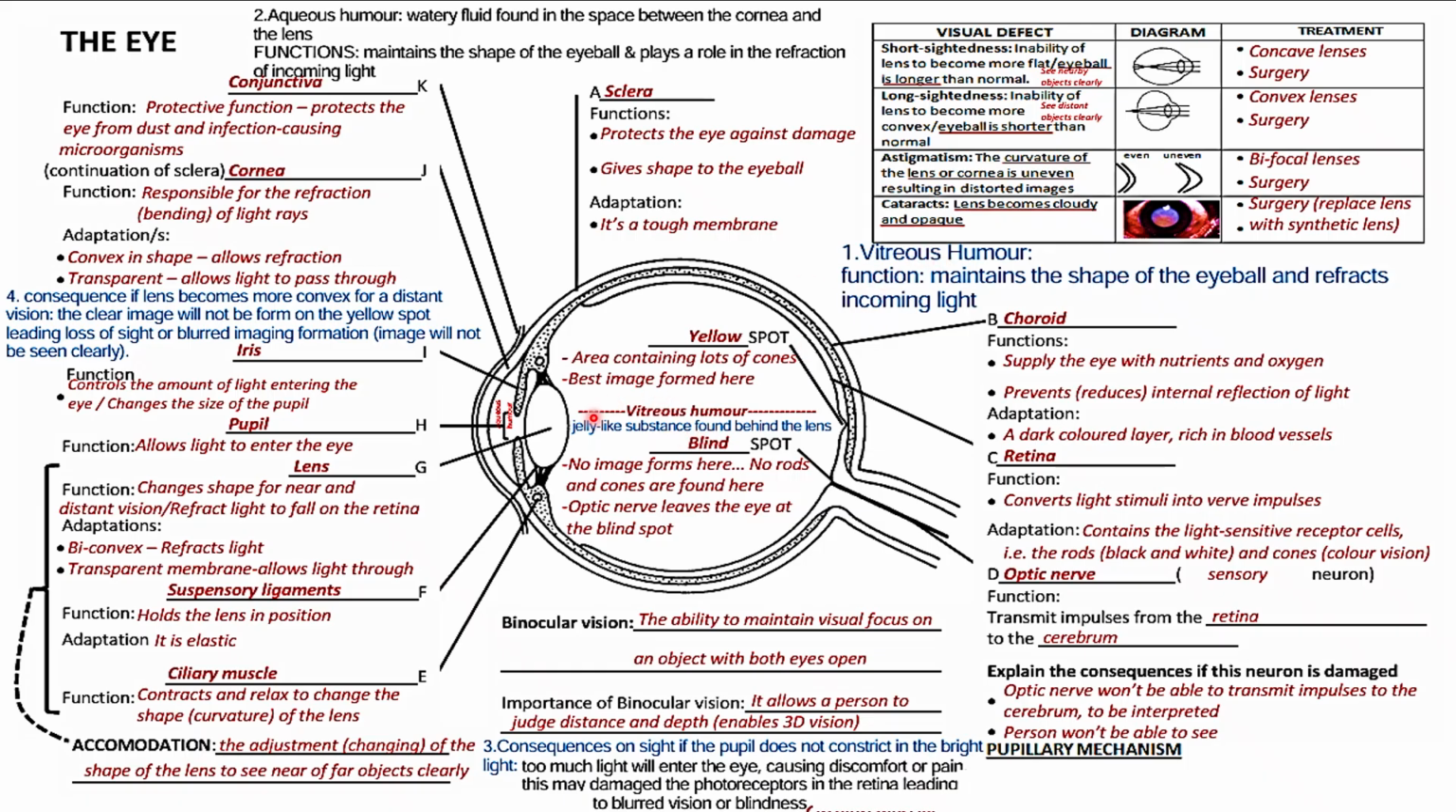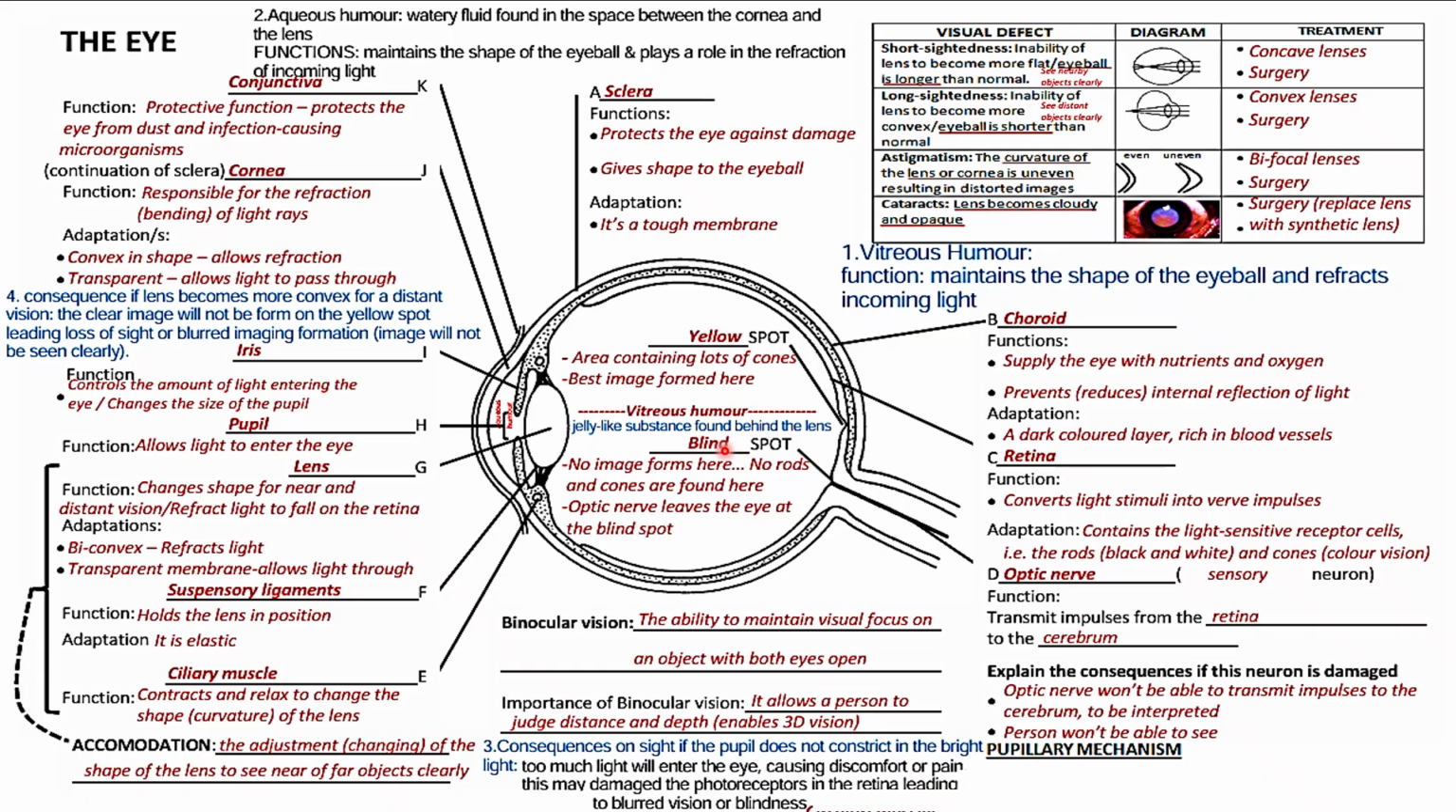First of all, it is a jelly-like substance found behind the lens, and it is there to maintain the shape of the eyeball and also to refract incoming light. That is its function. Then we go on to the next structure, which is of great importance but not negligible.